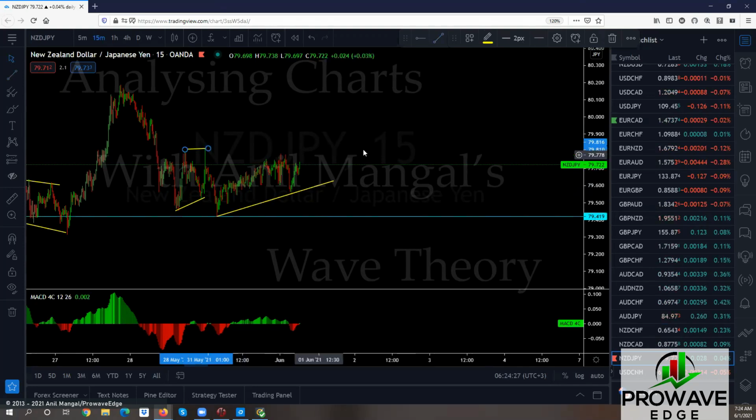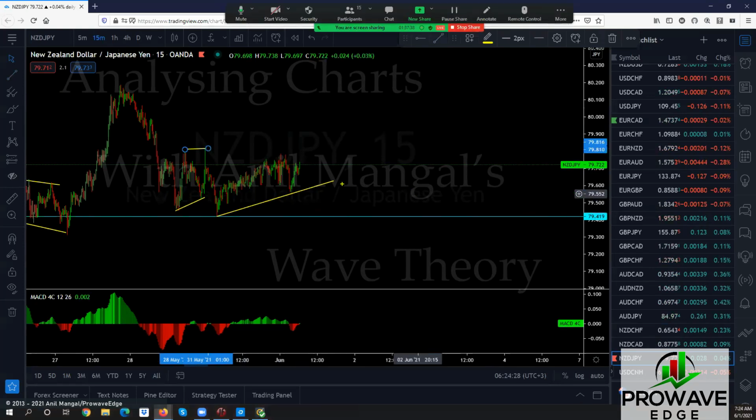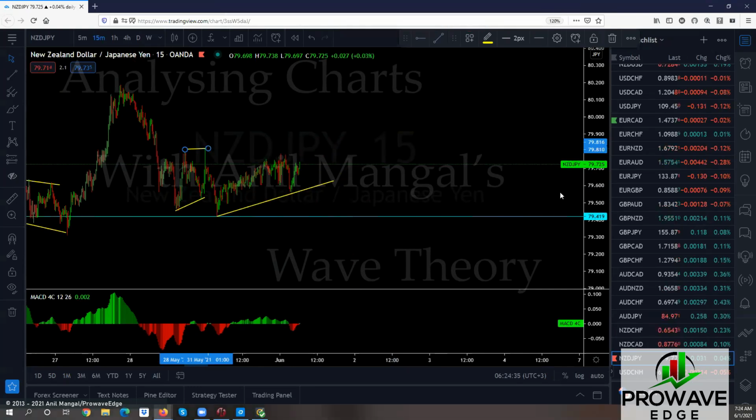Make an impulse, and now we're correcting this. So a little more up. I think this could go up some more, and then look for a drop. That would be the sell setup.